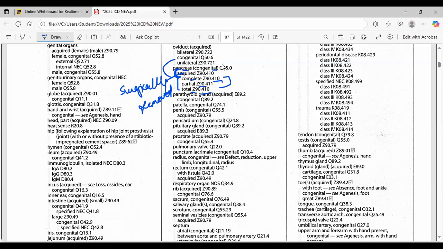So we will use a code from the acquired series. And under acquired, we have two options, complete and partial. If the complete pancreas has been removed, you have to use Z90.410. If the partial pancreas has been removed, you have to use 411. Clear?